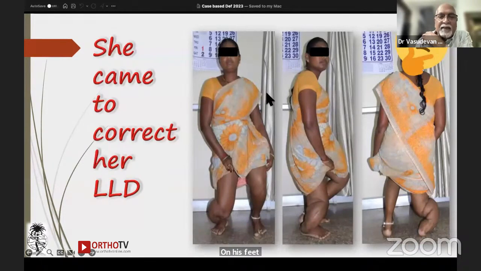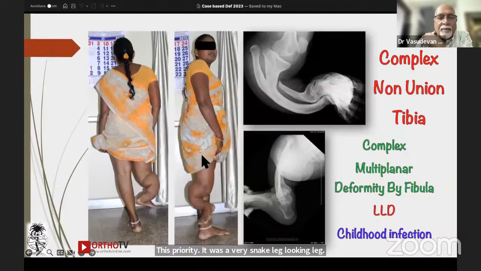You can see he came to correct the limb length disparity. It was a very snake-leg looking leg. The foot was deformed with a complex deformity there. This was the X-ray. This is not only of the tibia. The fibula was healing with the proximal tibia. It was already operated. And here we can see the fibula. This is not healed. A complex multiplanar deformity with fibula involvement and limb length disparity due to childhood infection.